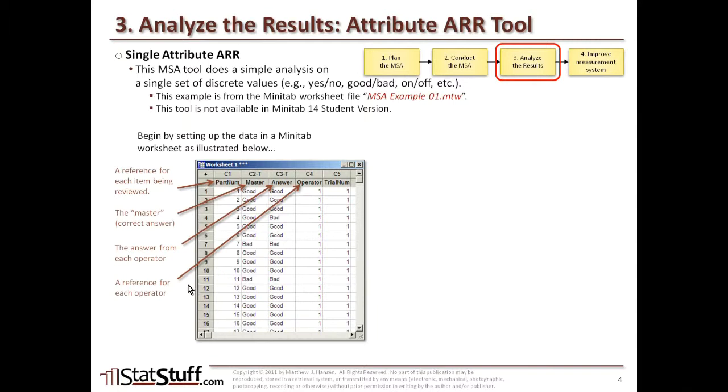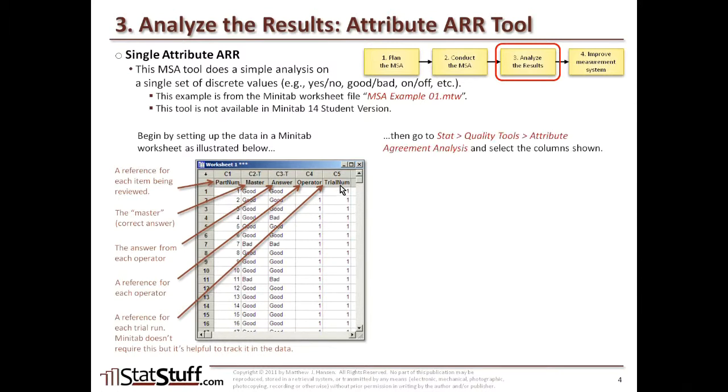And then you also have to have a column that represents the reference for each operator, who the operator is that gave that particular answer you're comparing to the master. And finally, what we have in this example is a reference for each trial run. For example, if it was the first trial that was sent to them, or second or third or fourth review trial. Minitab in this particular study does not require that column, but that's okay. In this example, it was a way for us to at least reference it before compiling the data, so we know whether this answer was provided by this operator during the first trial, or maybe second or third or so on.